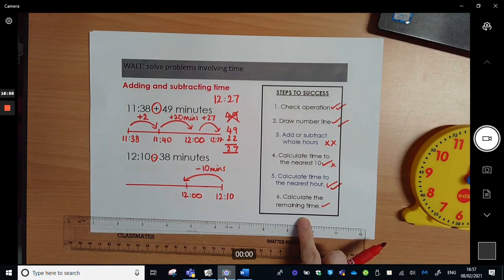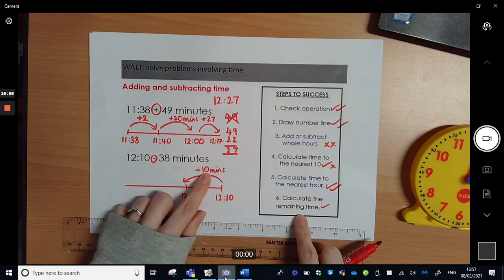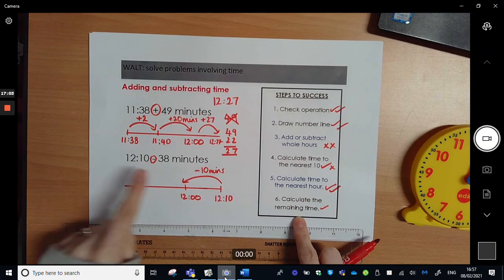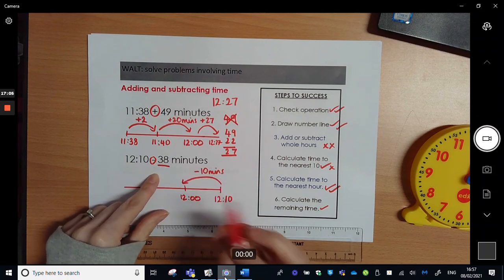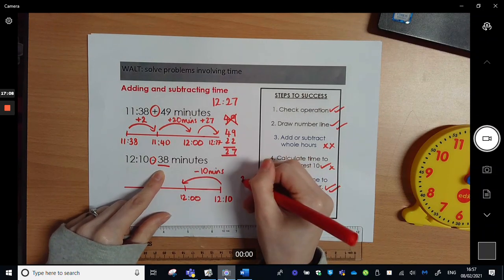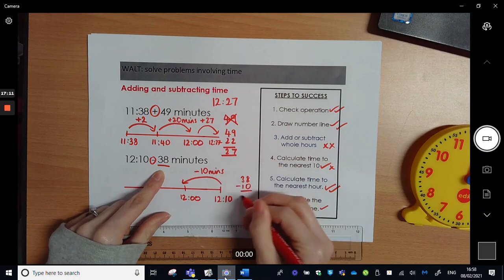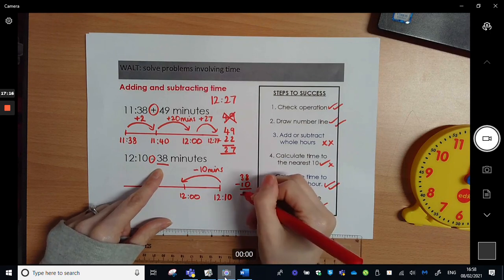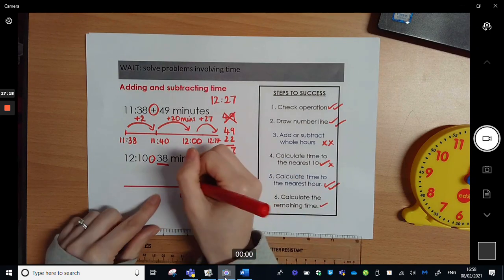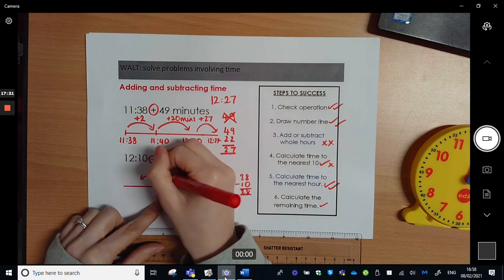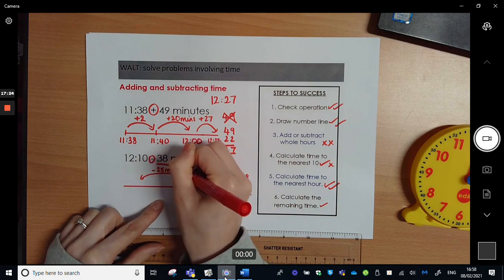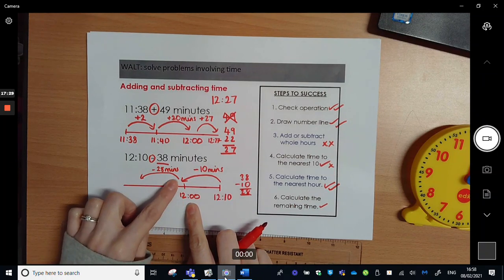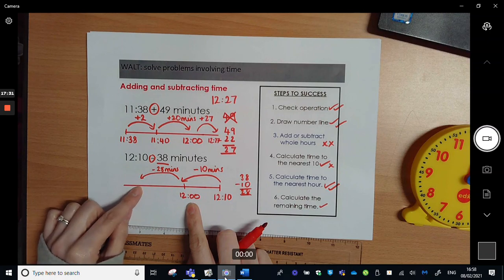Now I can calculate the remaining time. Now it's very good this time because we've got 10 minutes there, so it should be nice and easy to calculate in your head. So I was subtracting 38, so I need to do 38 minus 10. Now hopefully we can do that in your head without having to think about it too much. And it should be 28. So I'm taking away another 28 minutes. So 12 o'clock, take away 28 minutes.